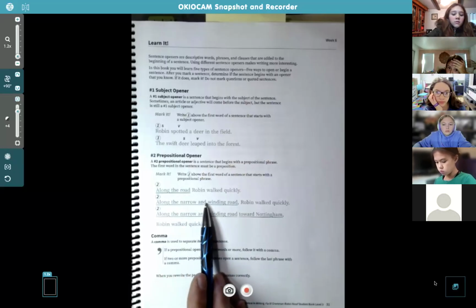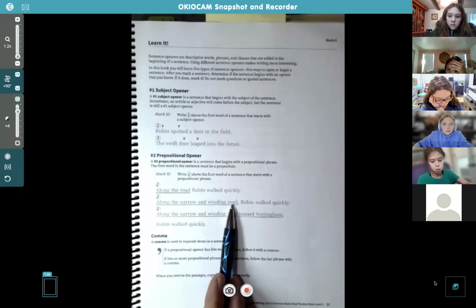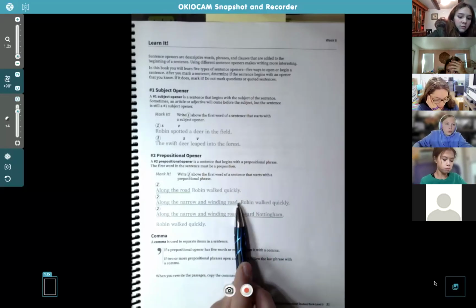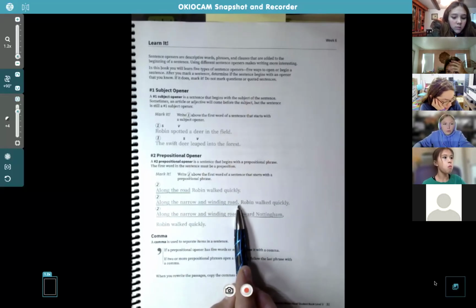Here we have along the narrow and winding road. That has 1, 2, 3, 4, 5, 6 words. That follows the rule. That's 5 words or more. So that does require a comma. So if you have 5 or more in your prepositional phrase, you need a comma after that opener.